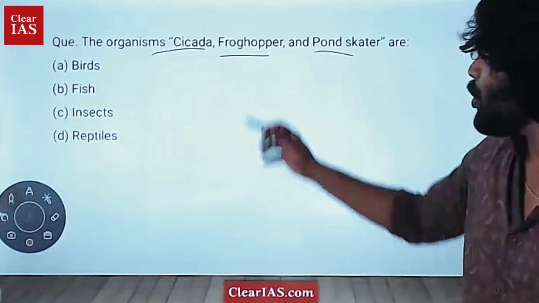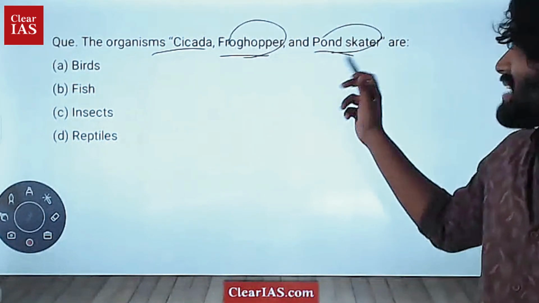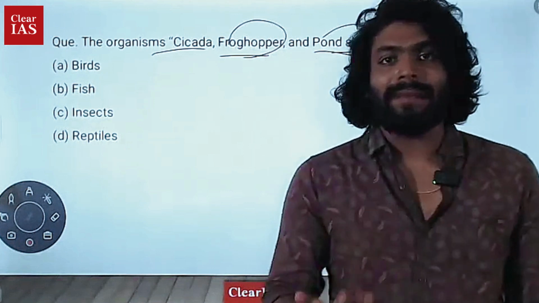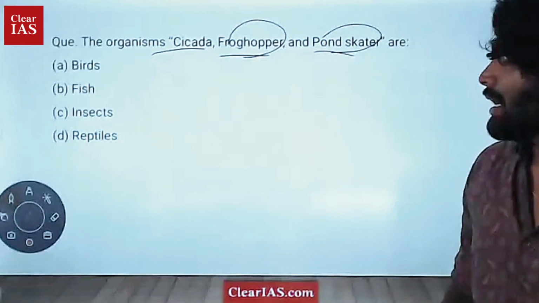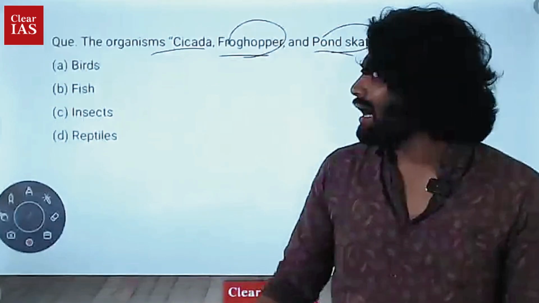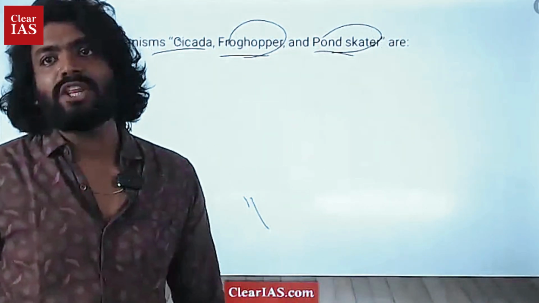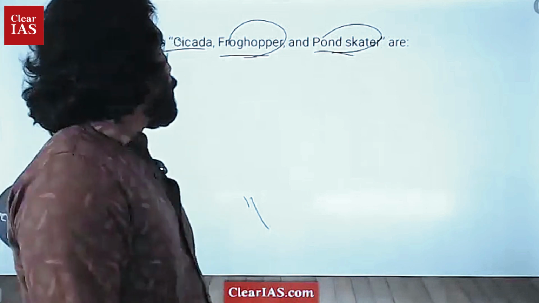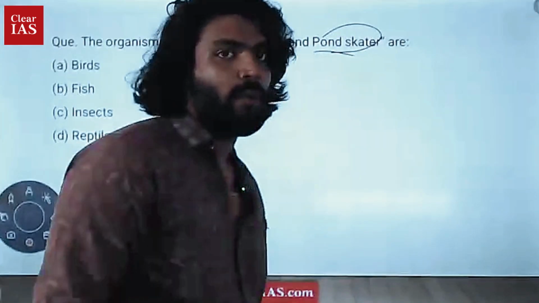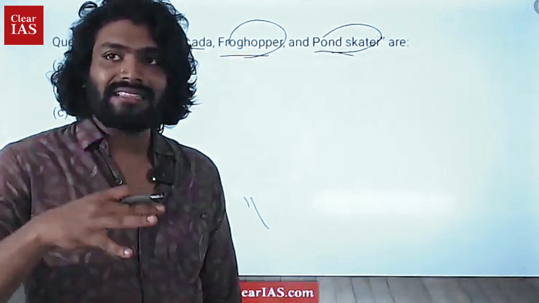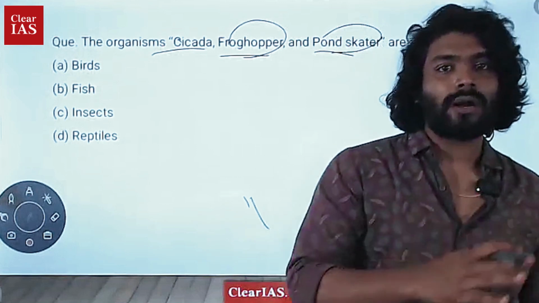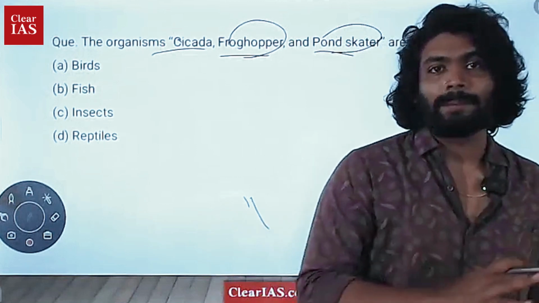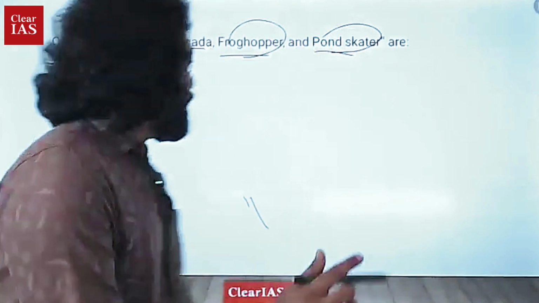So froghopper, have you seen froghopper and pond skater? I am actually familiar with these terms. Pond skater is actually a kind of insect. Froghopper is also an insect. Cicada, again. The question is a very factual thing. If you know, you know. Only then can you answer this. Pond skater is familiar to me. It is an insect that lives on the surface of water. They actually skate through the water. That is why they got the name pond skater. So the answer is C.